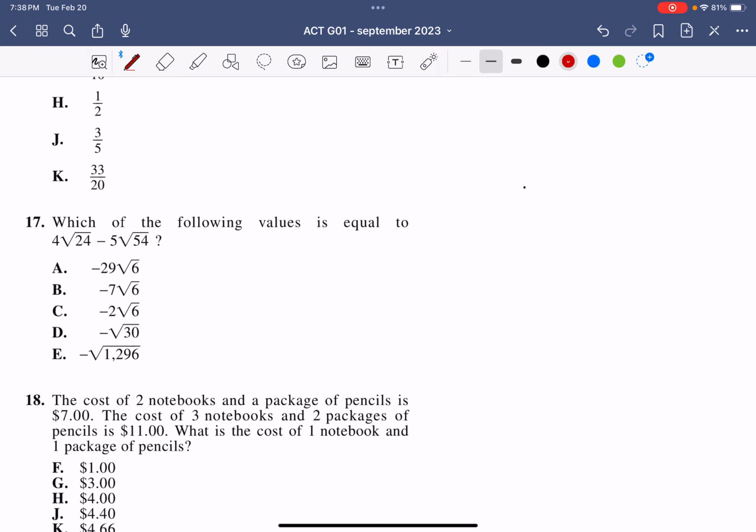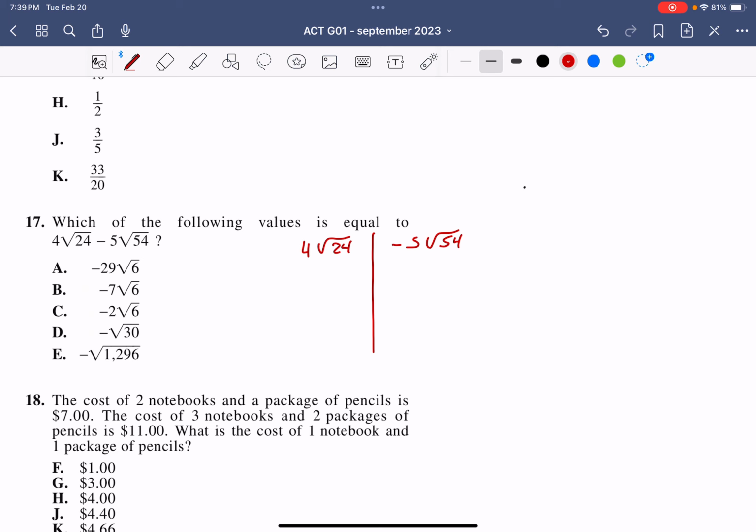To do that, we're going to simplify what is underneath the radical in the first part and in the second part, and we'll do that separately. So I'll put 4 root 24 over here, and then I'll put negative 5 root 54 over here. And then when we're done, we'll go ahead and do the subtraction.